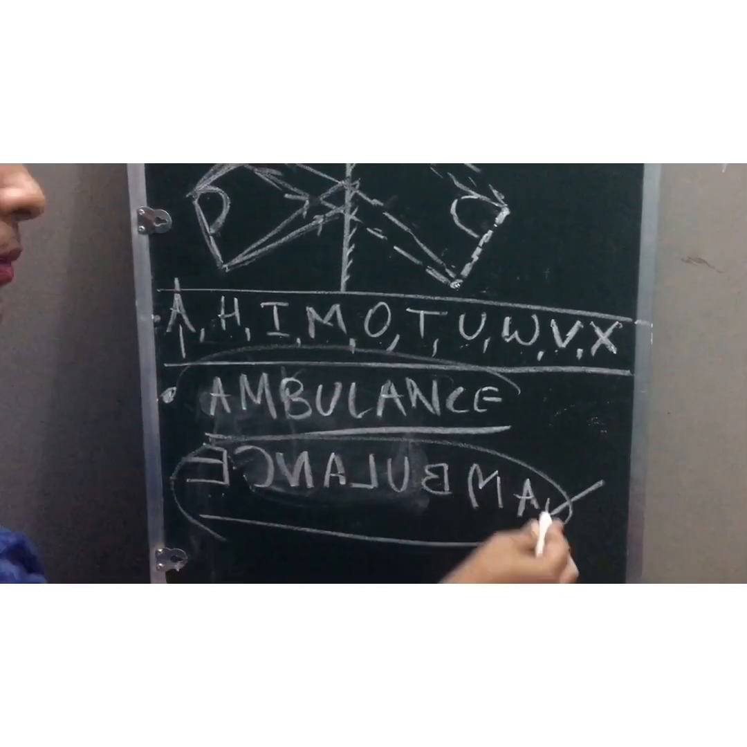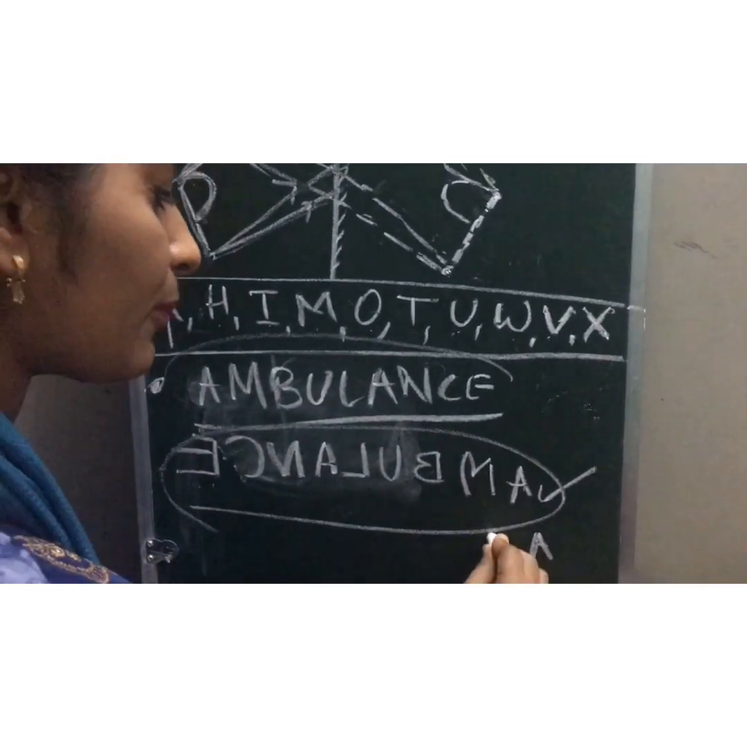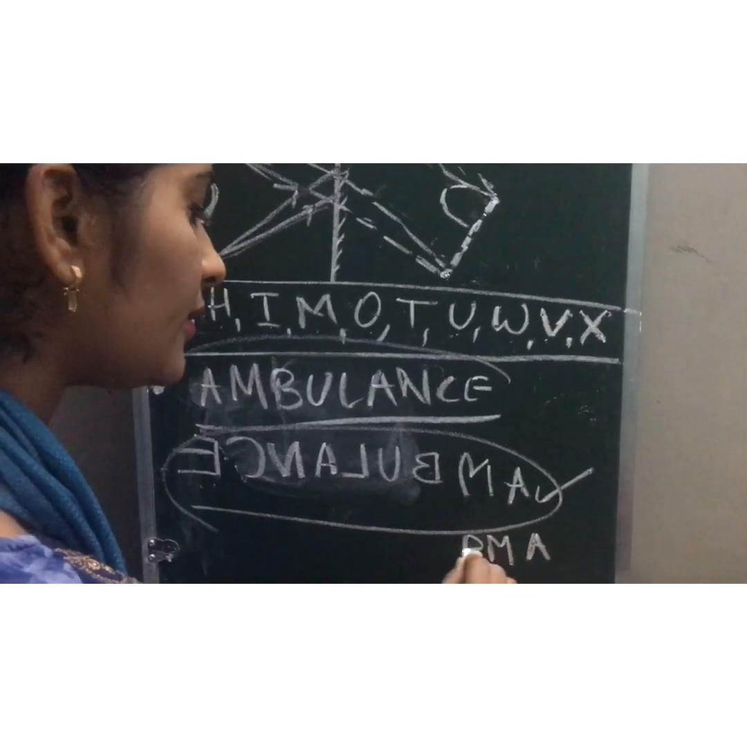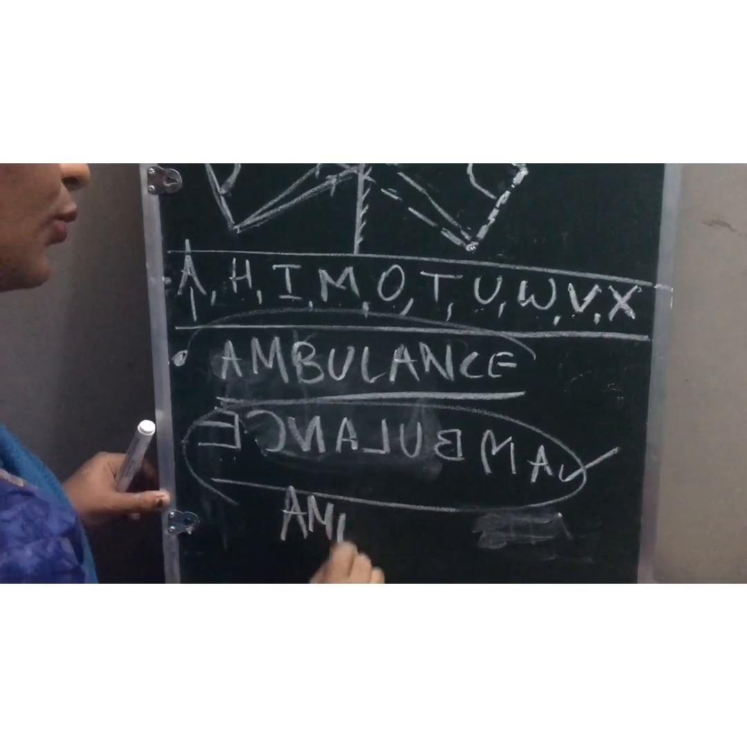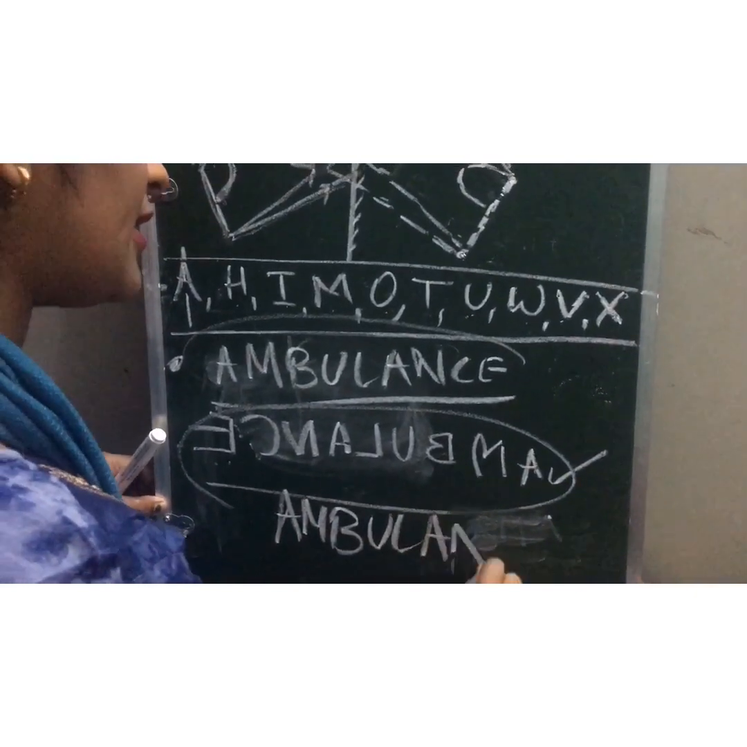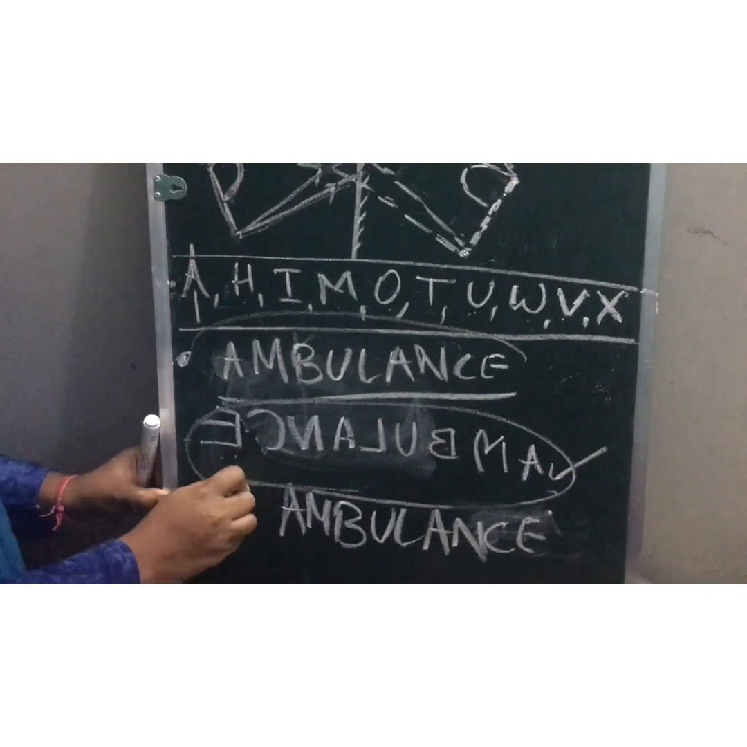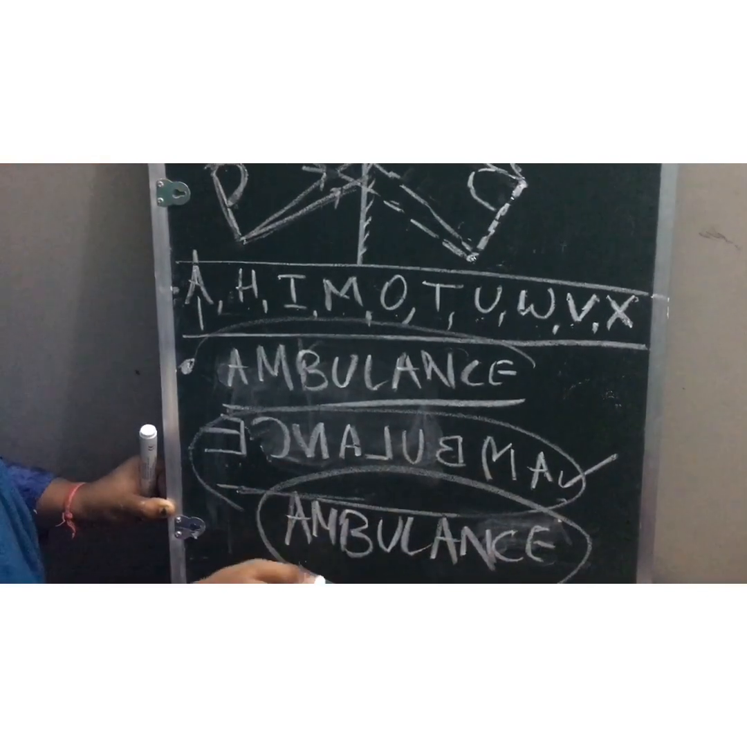letter inversion show करेंगे. तो अब A कैसे दिखेगा? A तो ऐसे ही दिखेगा, M आपको ऐसे दिखने लग जाएगा, ambulance. Then you are able to read it as ambulance. This way you are able to see this. When you write laterally inverted letters in front of a plane mirror, you are able to see an image like this.